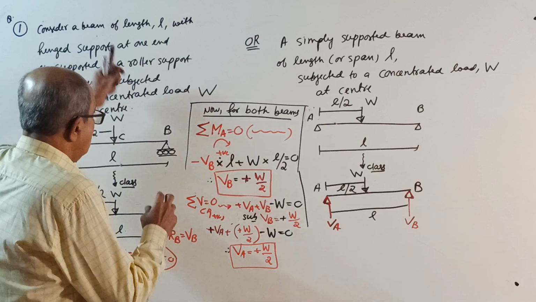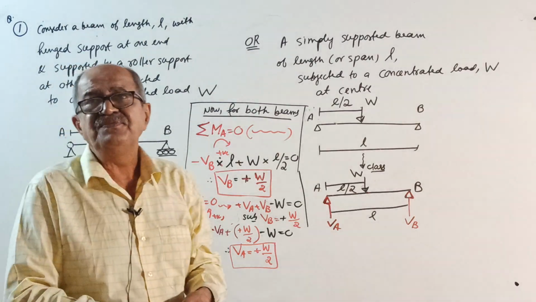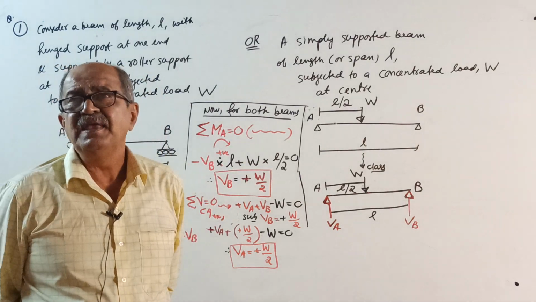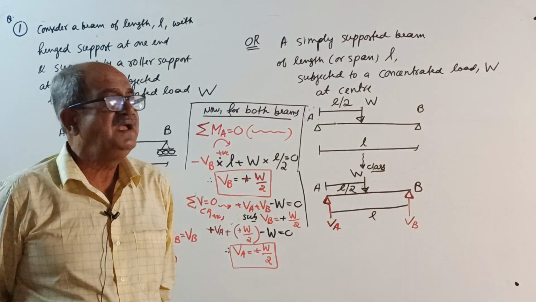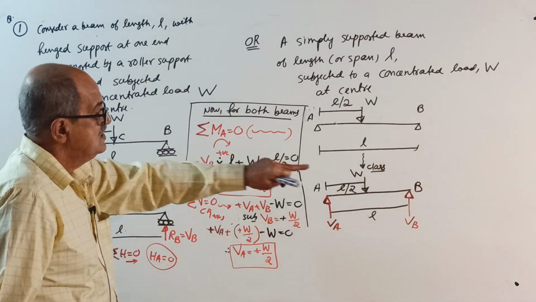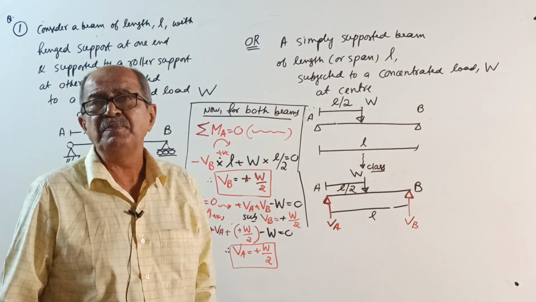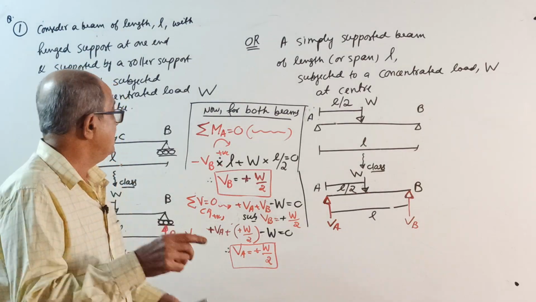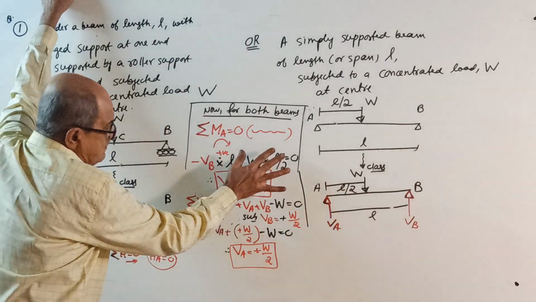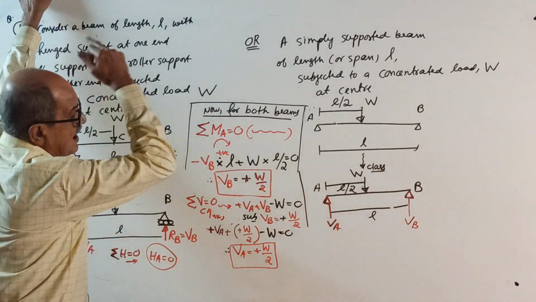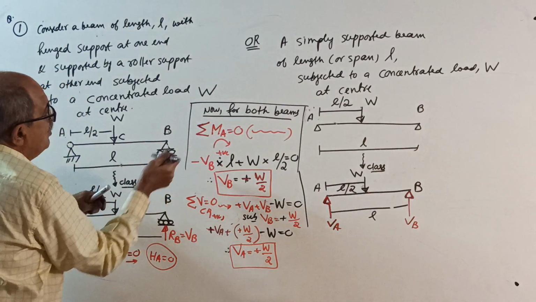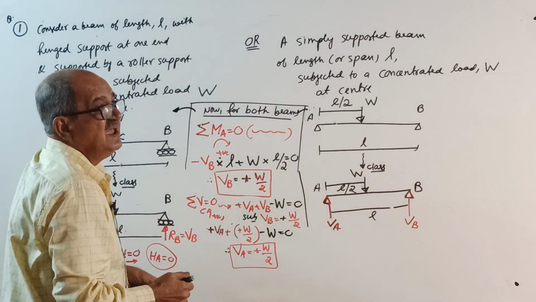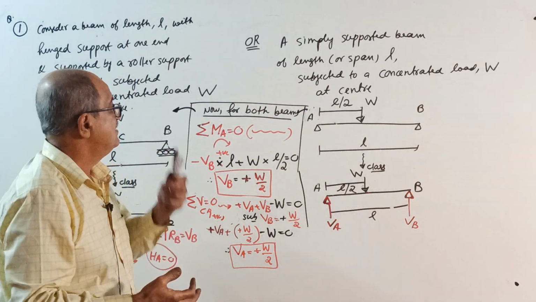I told you all the basic conditions of static equilibrium. Sigma H is already over, so we are left with sigma M equal to 0 and sigma V equal to 0. This I told you. Now, for both the beams, what I am writing applies to this beam and also to that beam. Next time onwards, only this type. I won't waste time on HA.